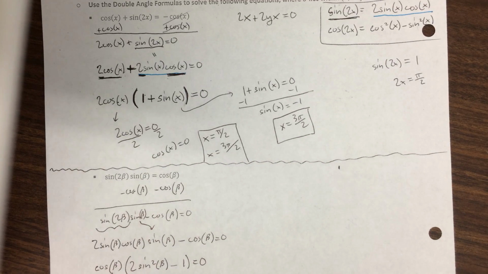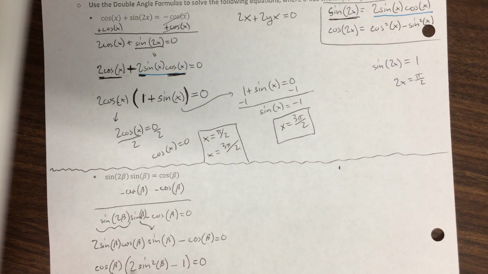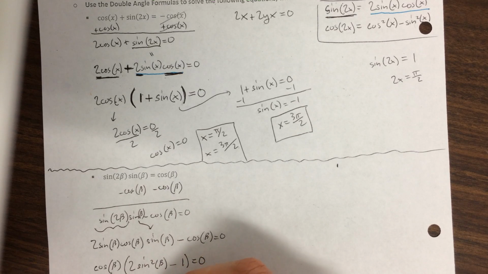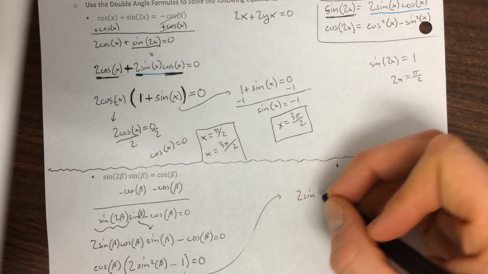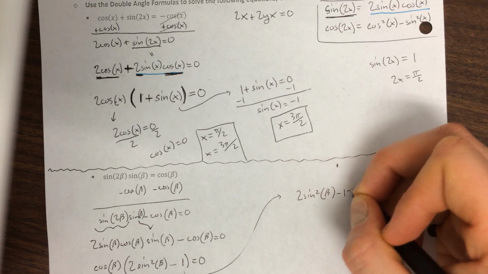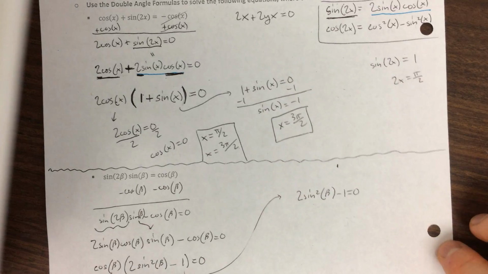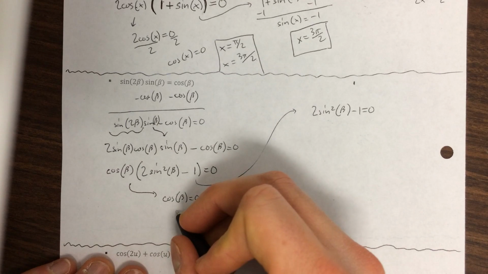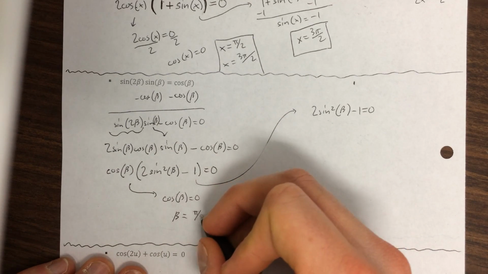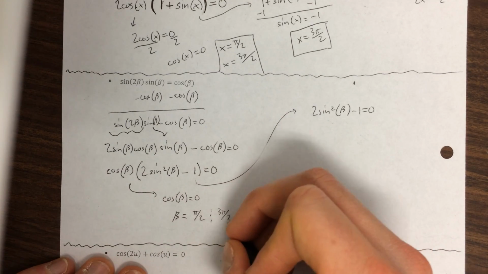Here's a reason that factoring is such a good thing and why it's a beautiful thing that helps us in mathematics: we have something times another thing, those two things multiplied together equal 0. So we can set each factor equal to 0 and solve. I'm going to set this up here equal to 0 and solve. Oh, sorry, here we just did this piece. Beta equals pi over 2 and 3 pi over 2. We just solved that.